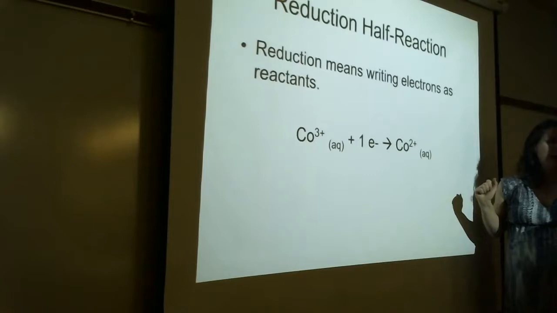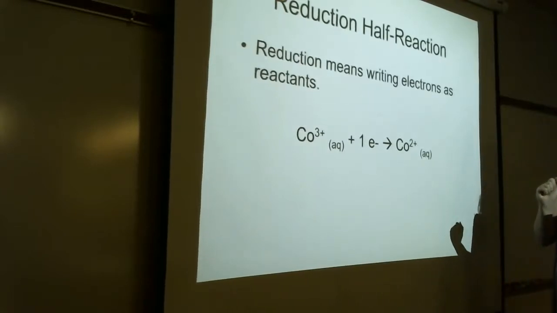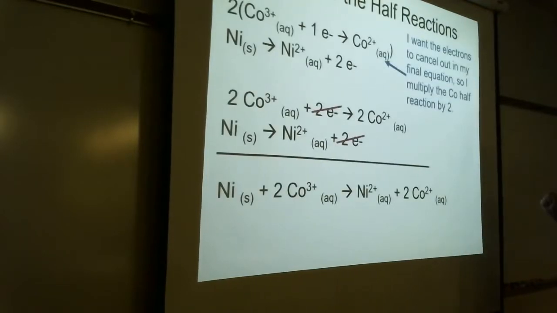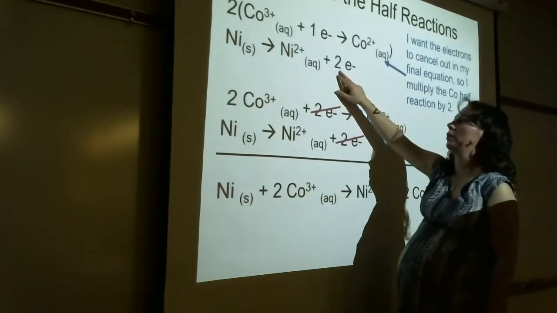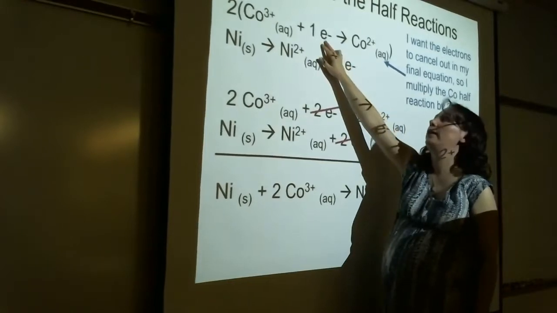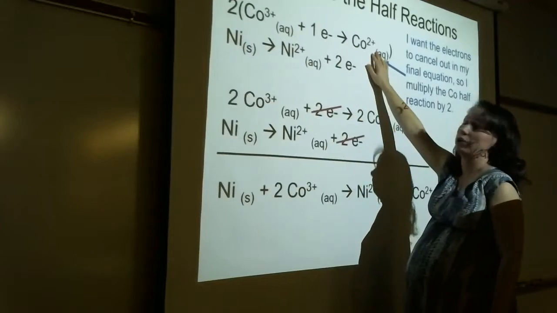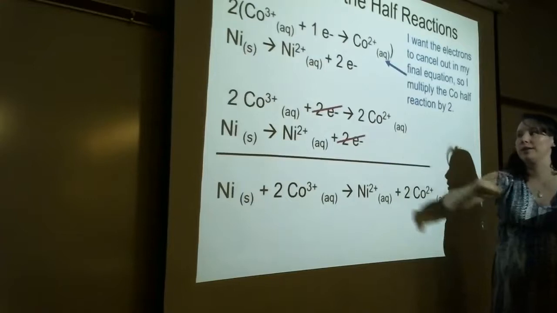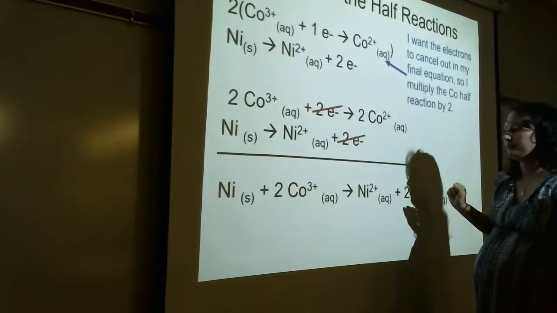Do we agree on the 2 half reactions? Is everybody with me on the 2 half reactions? So now all we need to do is set it up so that my electrons cancel when I add. We've got 2 in the oxidation, we've got 1 in the reduction. So if I just multiply the reduction half reaction by 2, when I add them up, the 2 electrons cancel, right? 2 electrons on the reactant side, 2 electrons on the product side.